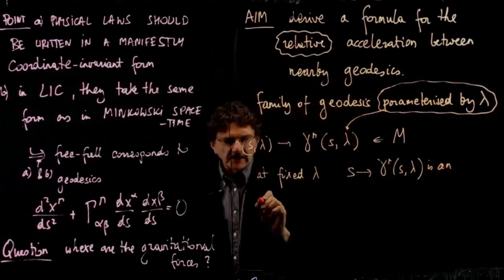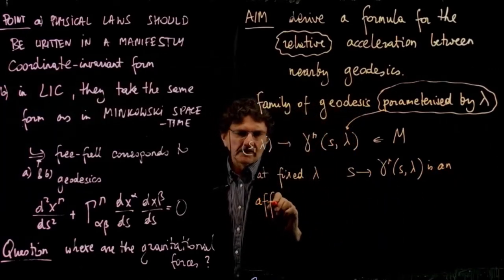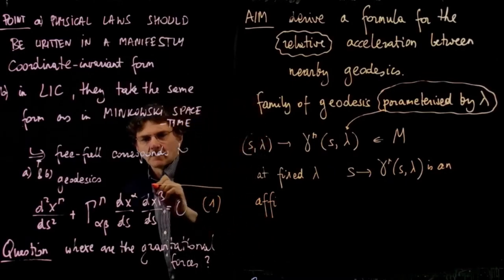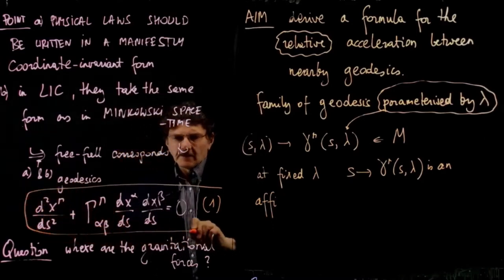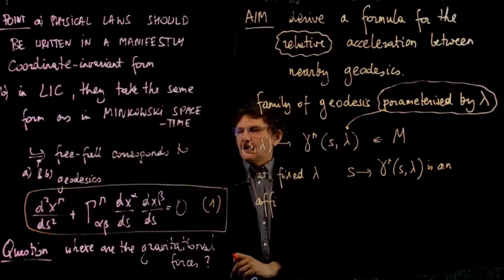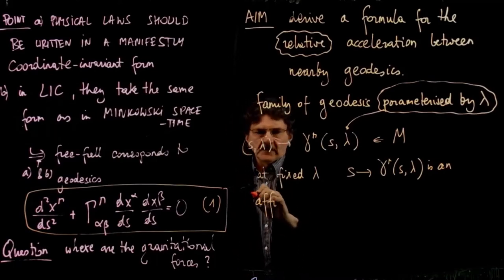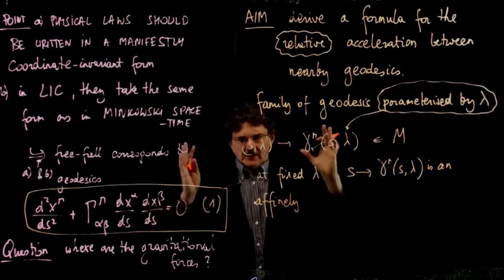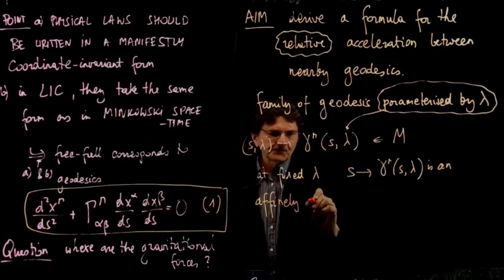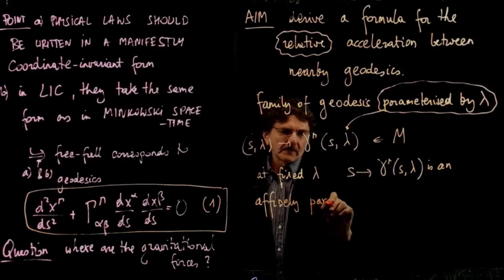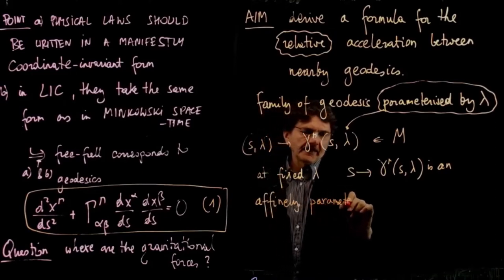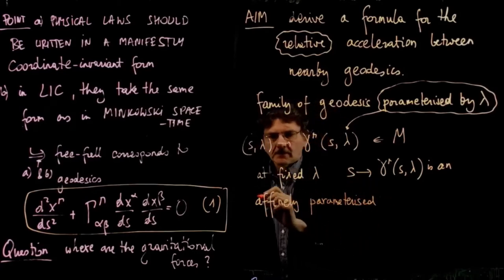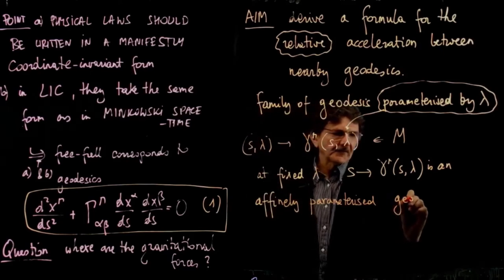And in fact, an affinely parametrized one, because that's this equation here, which maybe I should have called 1, the equation for an affinely parametrized geodesic. So it's not only a geodesic, but it's a geodesic with a good parameter. And when I say geodesic, normally I mean affinely parametrized. But let me just write it explicitly here.